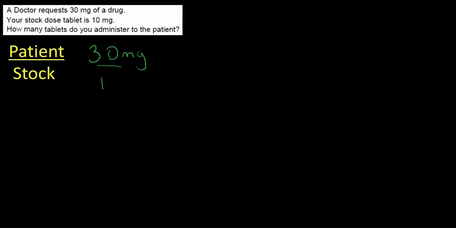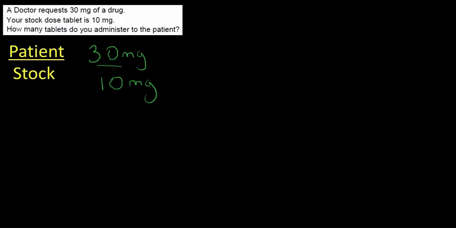So let's dive right in. Okay, the first question says a doctor requests 30 milligrams of a drug and your stock dose tablet is 10 milligrams. How many tablets do you administer to the patient? Well, here's our formula, patient over stock. So I'm just going to use this formula to unpack the question. I want to give the patient 30 milligrams. And in stock, I've got 10 milligrams.